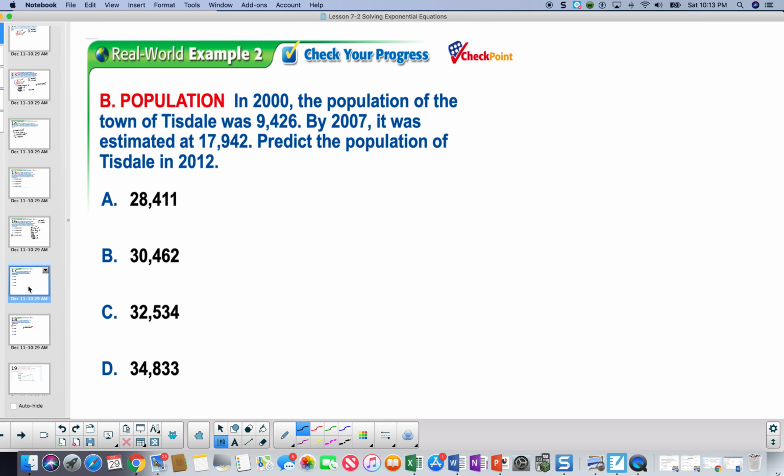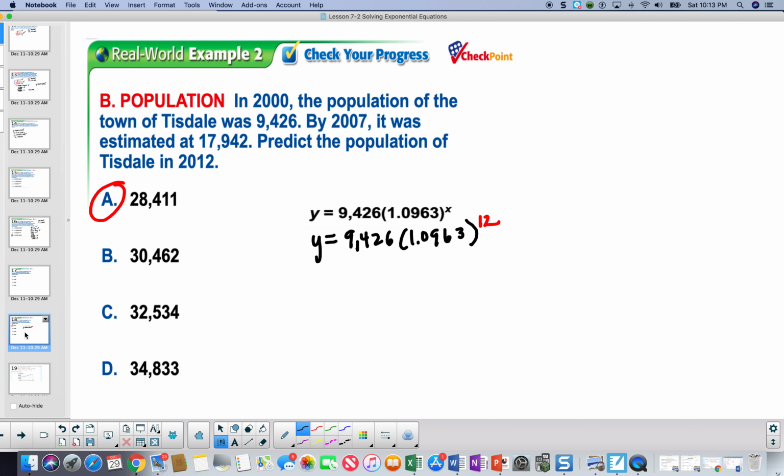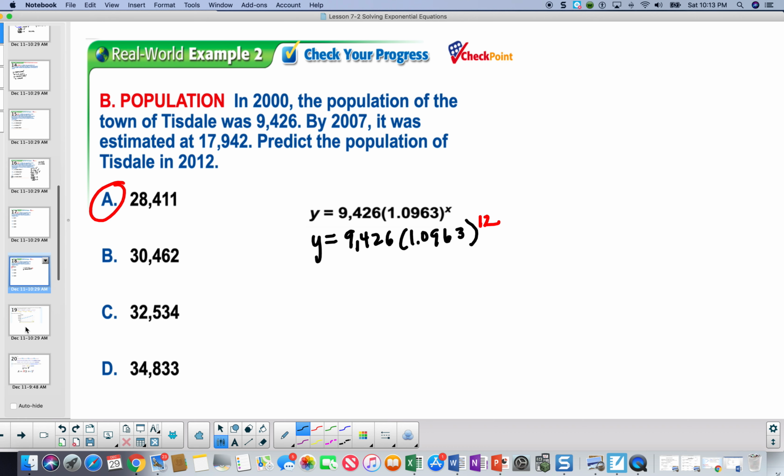All right, let's go ahead and try to use your equation to predict the population in 2020. Pause. And here's the answer.